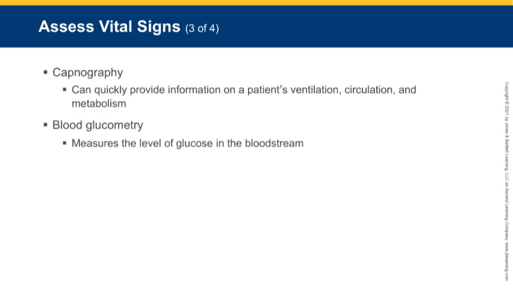Capnography measures exhaled carbon dioxide, EtCO₂, and helps assess respiratory function, perfusion, and metabolism. Normal EtCO₂: 35 to 45 millimeters of mercury. High levels suggest respiratory failure or poor perfusion. Low levels may indicate hyperventilation or cardiac arrest. Blood glucometry checks glucose levels. Normal fasting glucose is 70 to 110 mg/dL. Abnormal values can indicate diabetes-related emergencies.